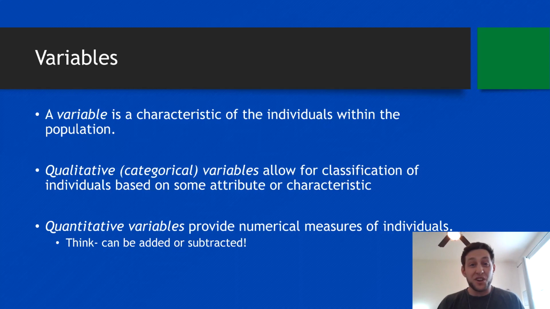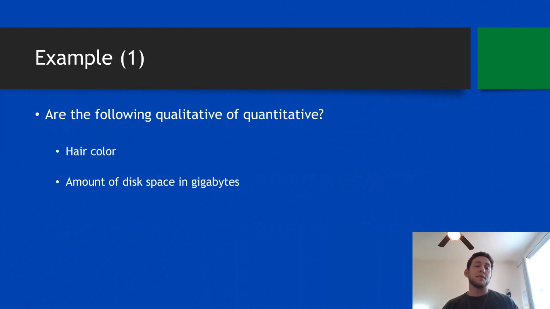For instance, hair color would be a qualitative variable. So for instance, are the following qualitative or quantitative? Well, it turns out hair color is completely qualitative. There's no number involved. Amount of disk space in gigabytes, on the other hand, will be quantitative. It is completely a number in gigabytes, like 128 gigs.